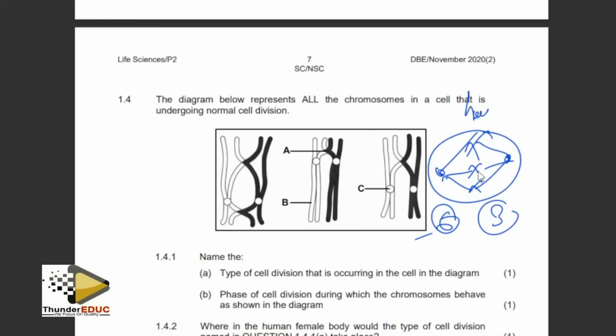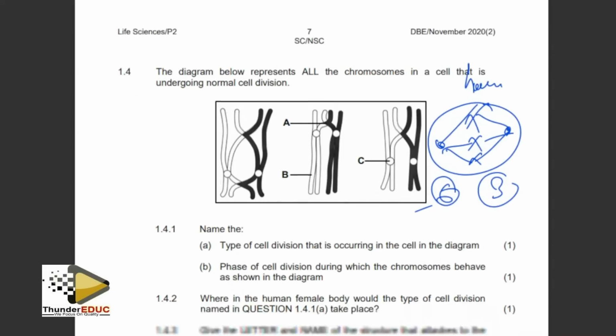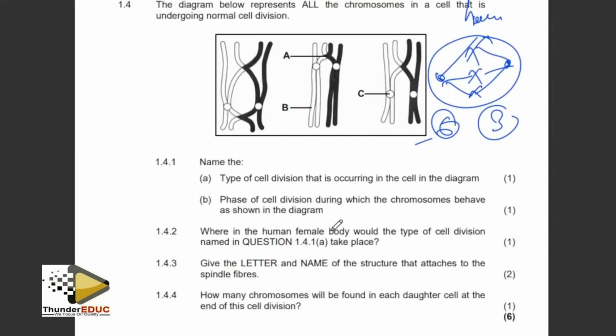I say that if they don't talk about human, forget about it. You see now? Here is the question: where in the human female body would this type of cell division take place? This is, where does meiosis take place in the female? I've answered this, and I say the ovary. Give the letter name of the structure that is attached to the spindle fiber, which is C, and in this case is the centromere.